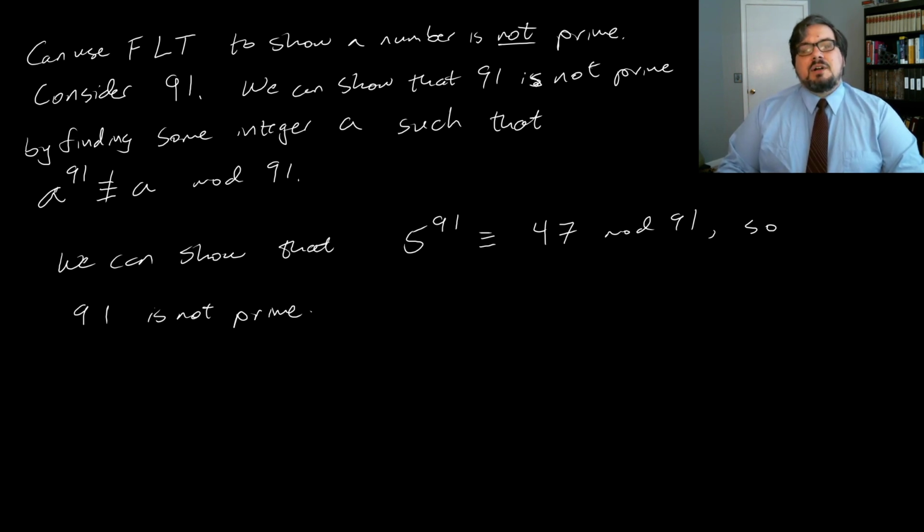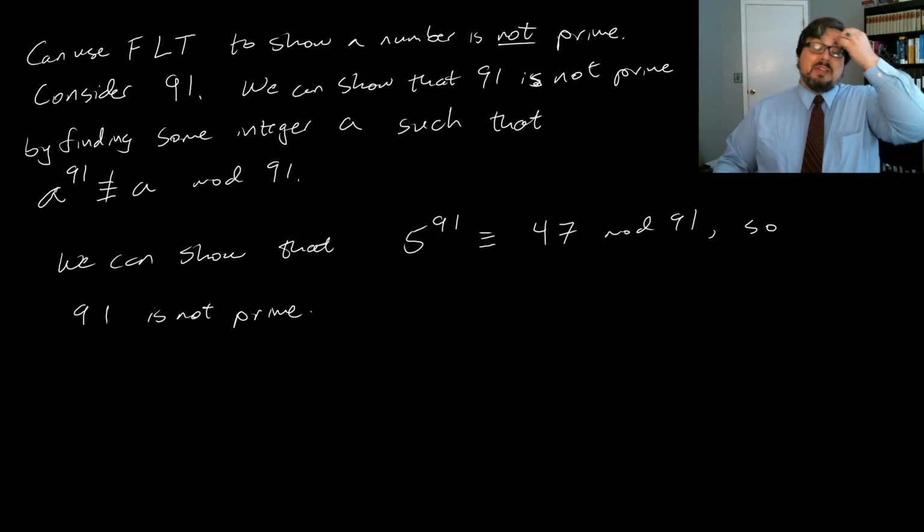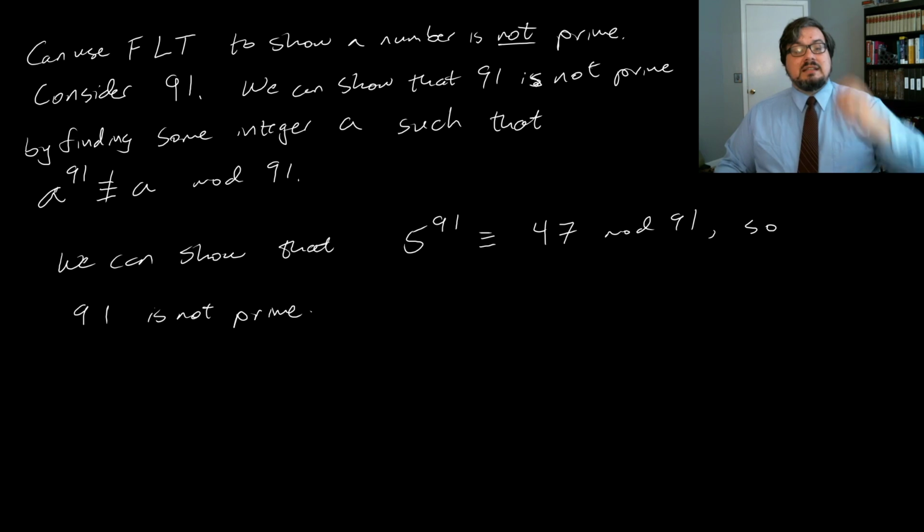Unfortunately, this result can't by itself prove that a number is prime. You can't go and prove that anything is congruent to itself, mod some number, and conclude that therefore that number is prime. But this is a good way of showing that something is not prime.